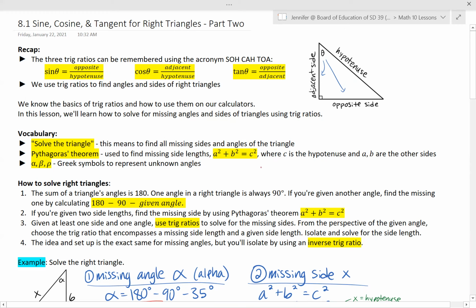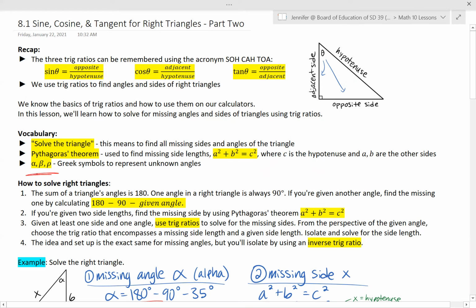So for example, if a and b were 2 and 3, let's say, then the relationship is that 2 squared plus 3 squared equals whatever the hypotenuse is squared. So that's how the side lengths relate to each other, and we'll use this to help solve our triangles.